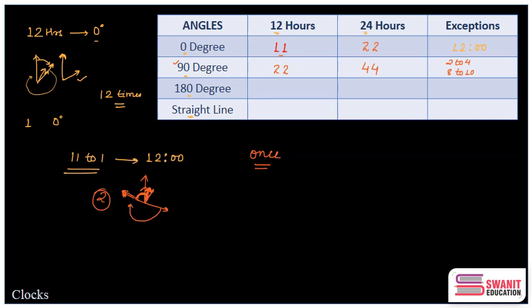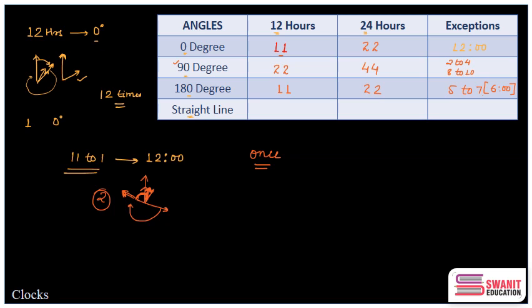But again, like the other two categories discussed, this one also has some exception, and that is between 5 to 7 you will have only one 180°, and that is at 6 o'clock. So this is the exceptional situation, because of which instead of 12 times it is 11 times, and therefore in 24 hours it is 22 times.